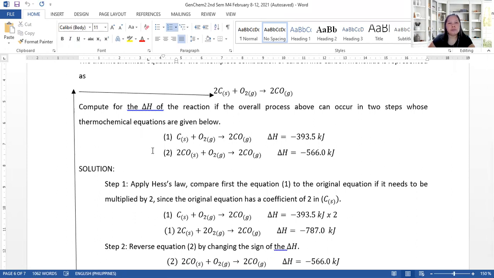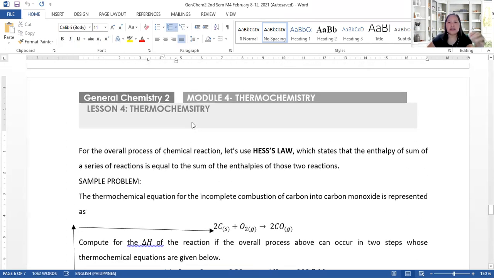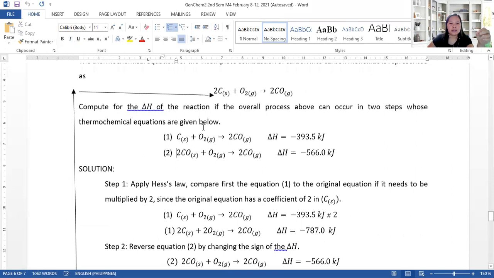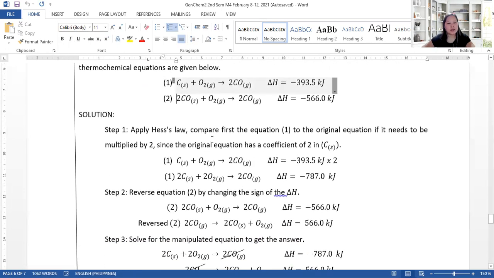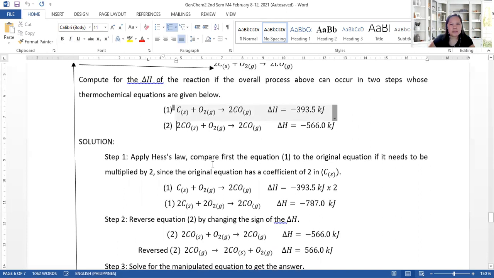Okay, so what will we do if we have these two steps? We will not be using the one that we did in sample number one. I will say that this one is easier than the first one, because you will just have to remember three steps. I said a while ago that if there is a need for a chemical equation to be multiplied by 2, you need to do it. But if it's not, you don't have to.